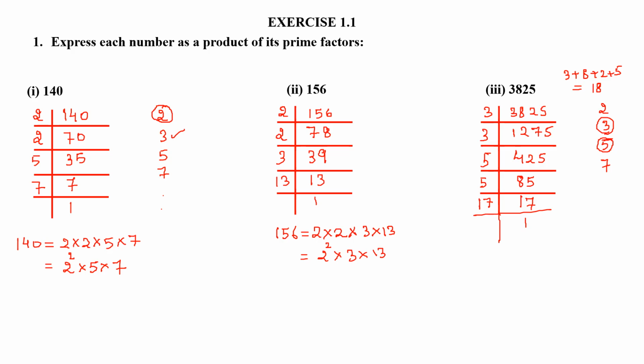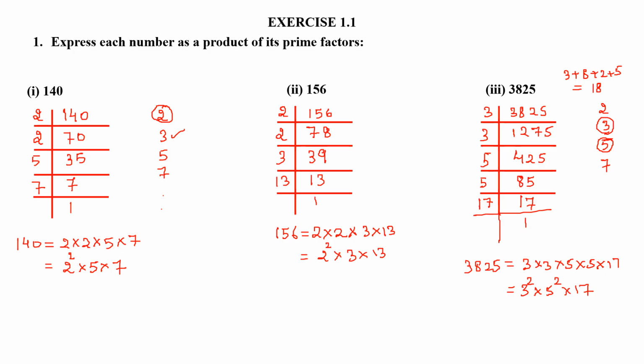Okay, so 3825 can be written as 3 into 3 into 5 into 5 into 17, which will give you 3 square into 5 square into 17. So this is the factorization, and I have written 3825 as a product of the prime factors.